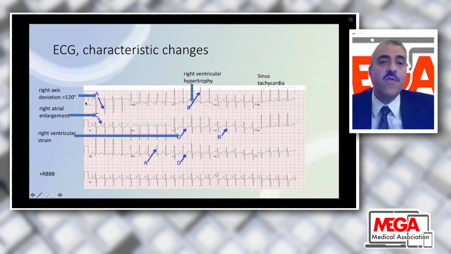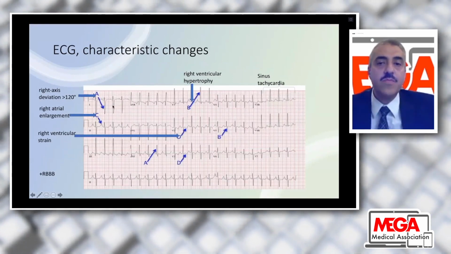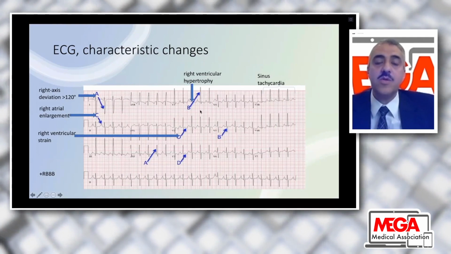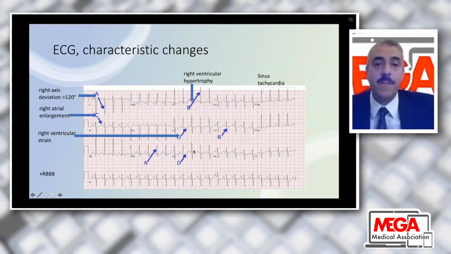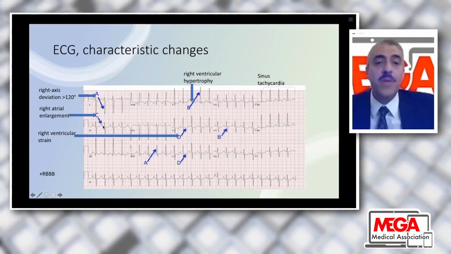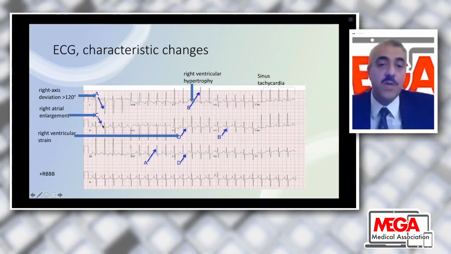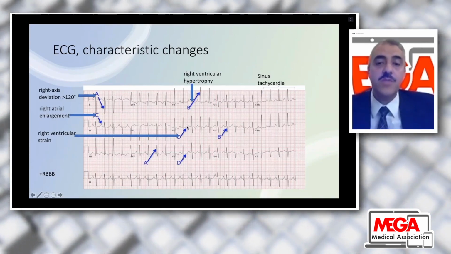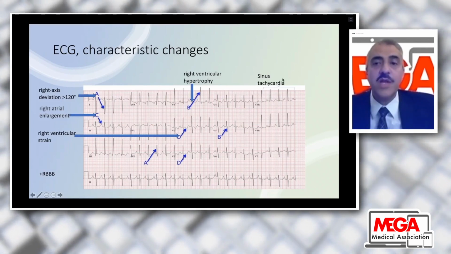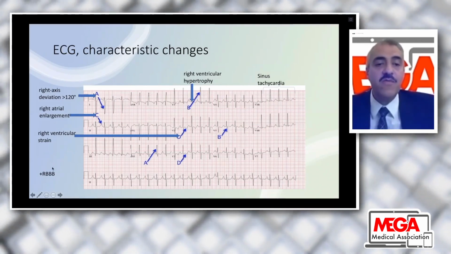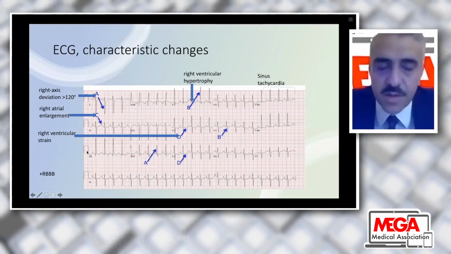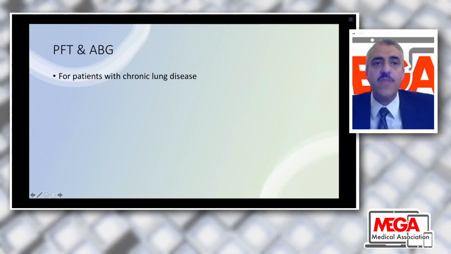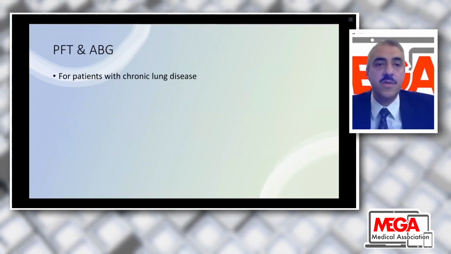ECG findings are right axis deviation. We also have right ventricular hypertrophy, evident in increased QRS complex in V1, V2, V3. Right atrial enlargement with tall, peaked P wave. Right ventricular strain in the form of inverted T wave and disrupted ST segment. We also have sinus tachycardia, and in some patients right bundle branch block. We usually perform pulmonary function tests and ABG for patients with chronic lung disease.